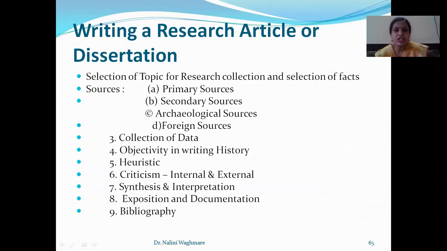Then writing a research article or dissertation: selection of topic, which I have mentioned in the last, selection of topic for research, collection and selection of facts, sources, primary sources, secondary sources, archaeological, foreign sources, then collection of data, objectivity in writing history, heuristic criticism, internal and external, synthesis and interpretation, exposition and documentation, bibliography. So these all points must be covered in research paper writing and dissertation.